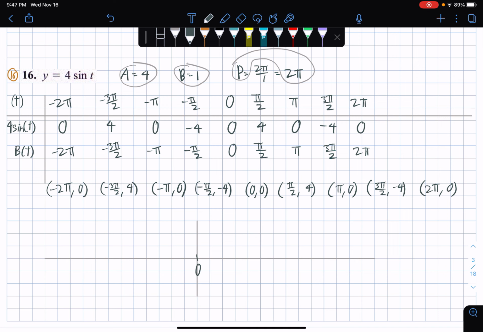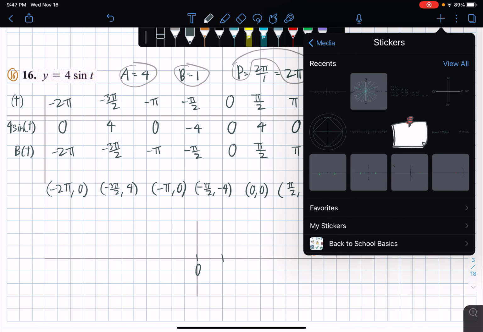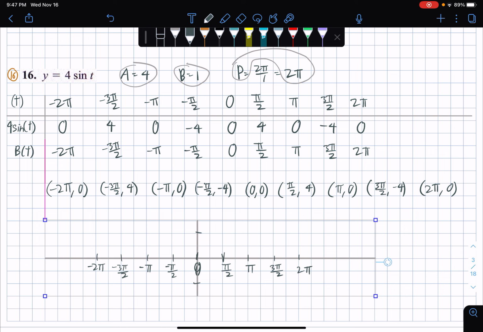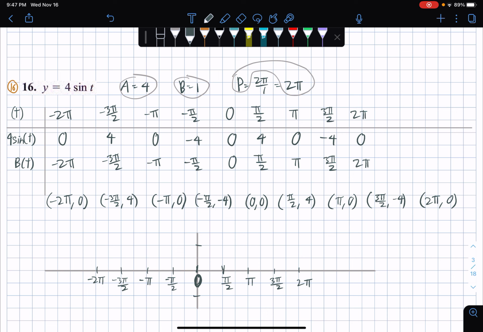So here is the point of origin. Actually, I think I still have... Yeah, I still do have it. This is basically a template. It would save time because the t values are the same. From negative 2 pi to positive 2 pi, I'll just use that template. Negative 2 pi 0. Then here our amplitude is positive 4, negative 4 at the bottom. So we write something like this.